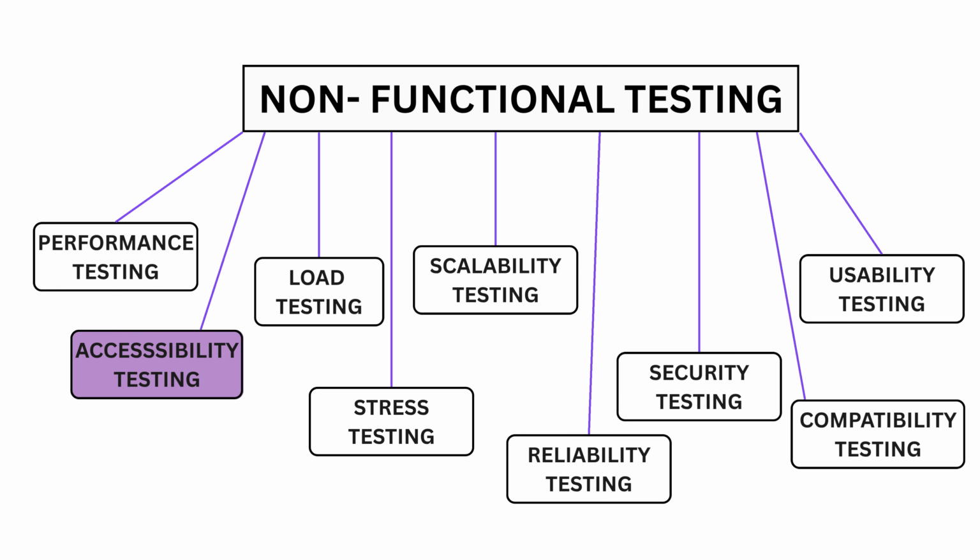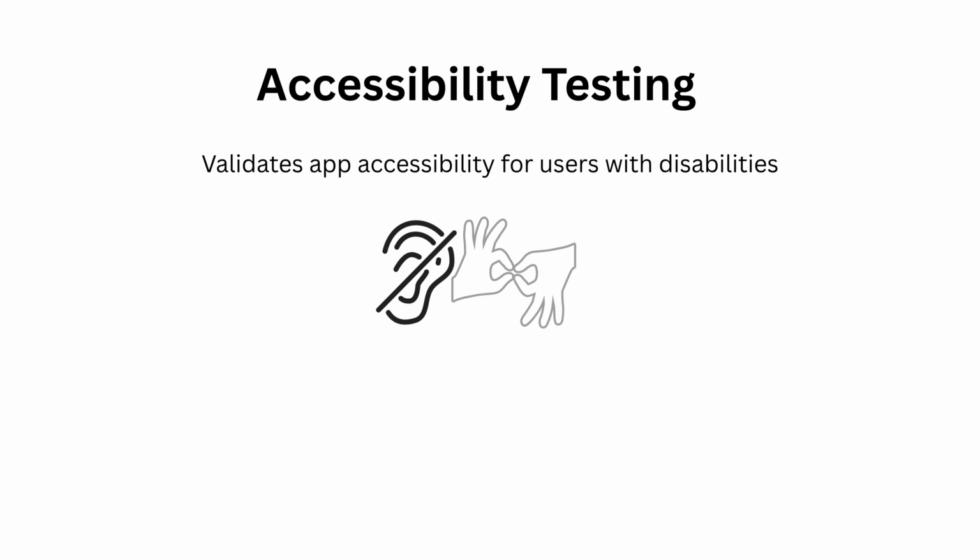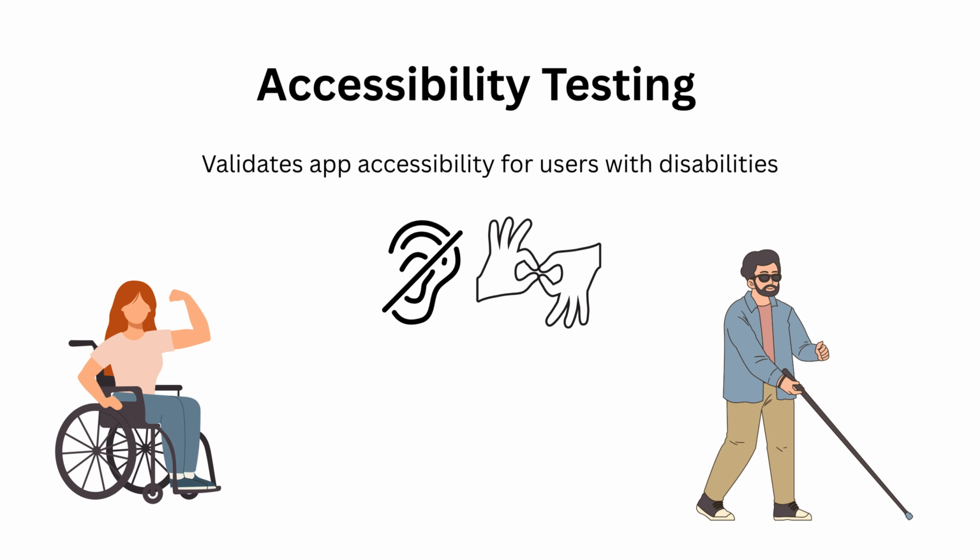Next is accessibility testing. This tests to see how accessible your app is for people with disabilities. You focus on things like color contrast and compatibility with assistive technology like voiceovers. The test can be manual or automated.